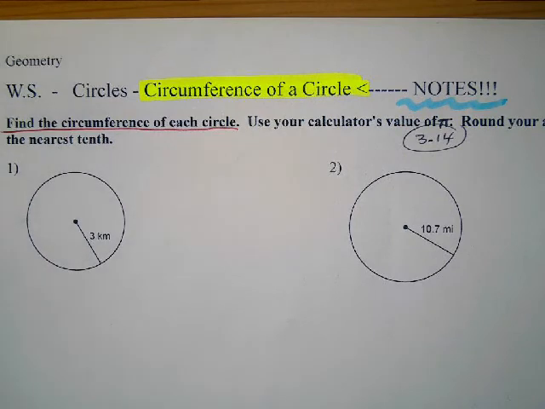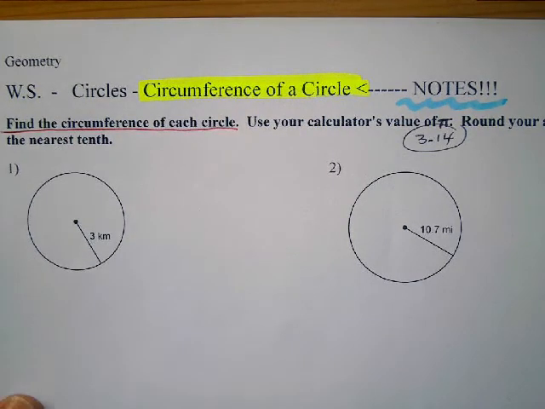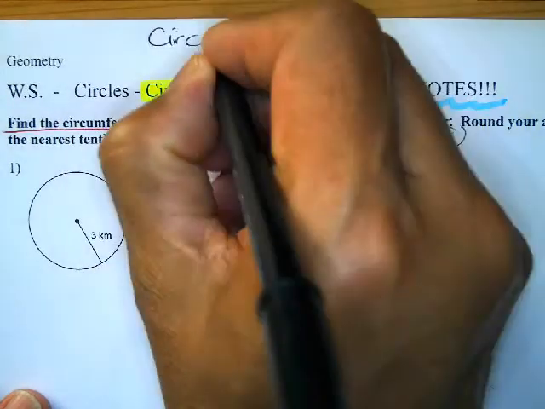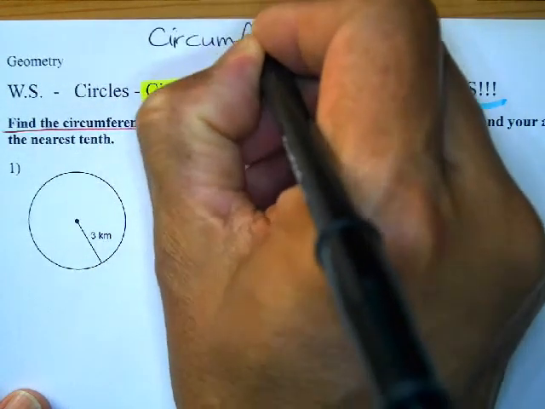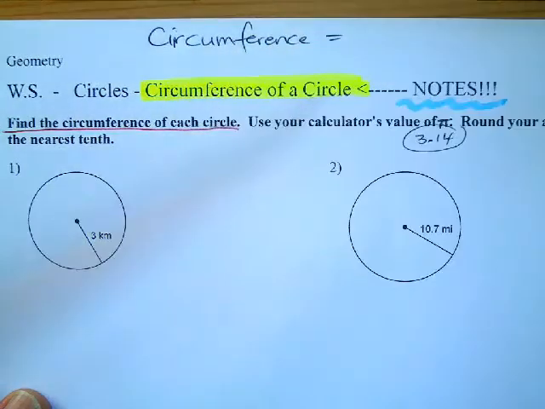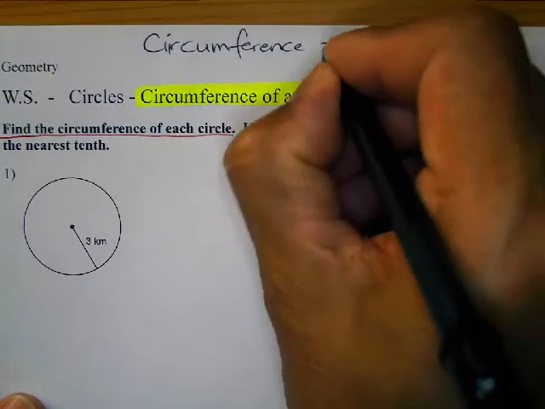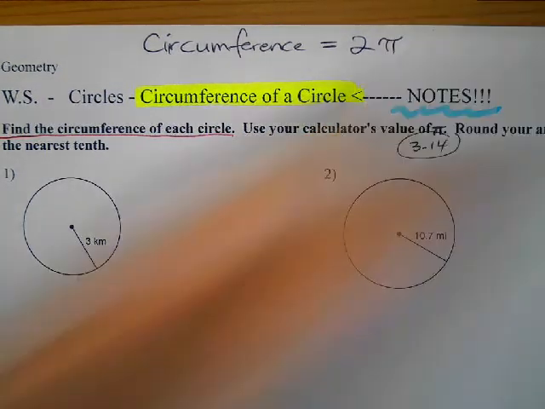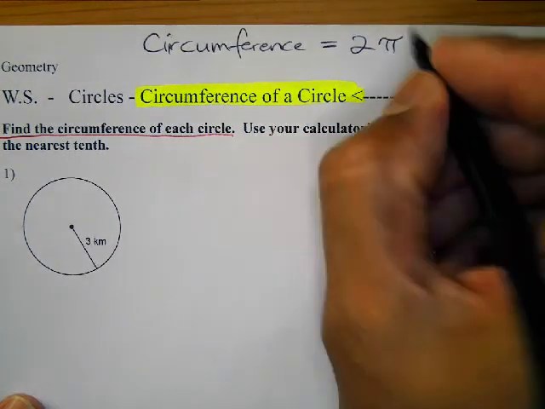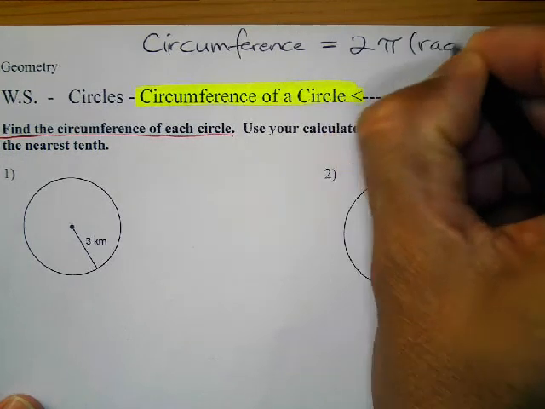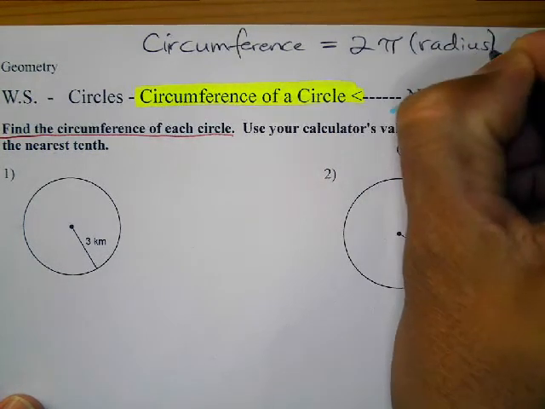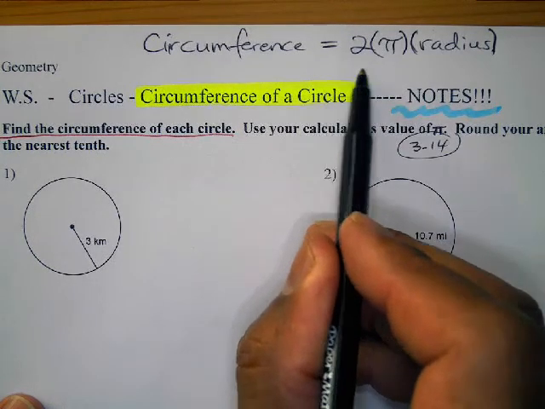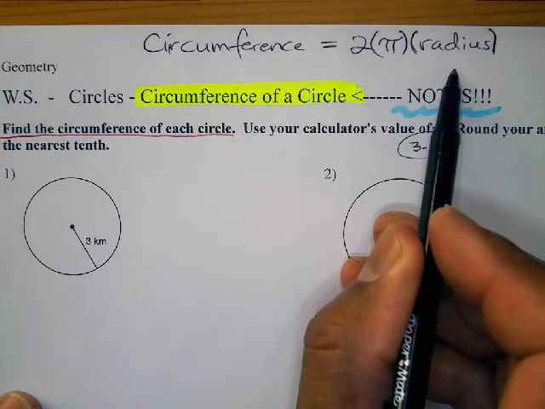Okay, so here's the formula for the circumference of a circle. Just write it somewhere on your paper. Circumference is equal to the number 2 times pi, right? They're going to be right next to each other, times the radius. Let me put everything in parentheses because everything's multiplication: 2 times the value of pi times the radius.